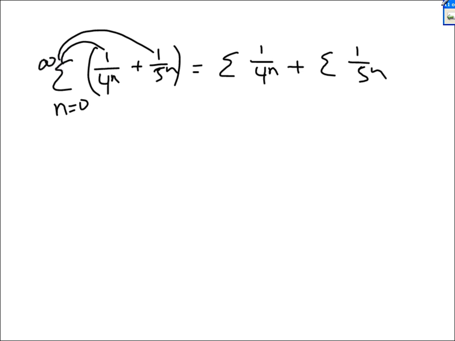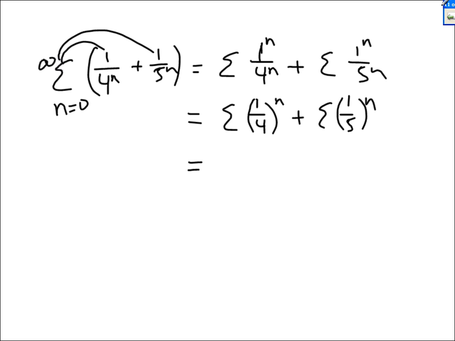Okay, well, 1 is the same as 1 to any power. Call the power n. 1 is 1 to the n. So this is really the summation of 1/4 to the n plus the summation of 1/5 to the n, and n goes from 0 to infinity. So for the first sum, you get 1 over 1 minus 1/4, plus the second one, 1 over 1 minus 1/5.